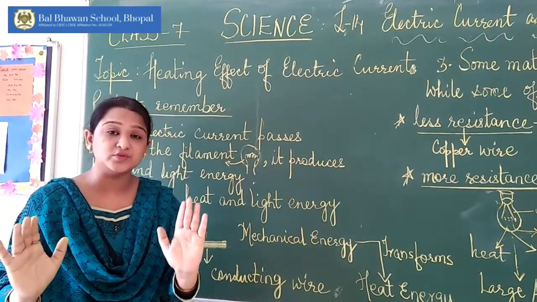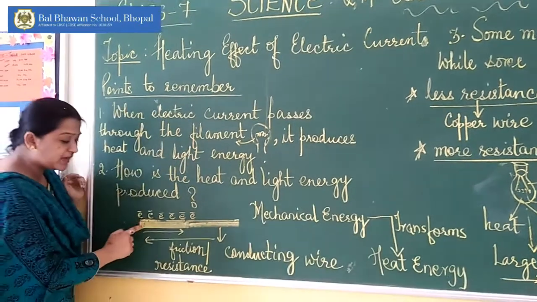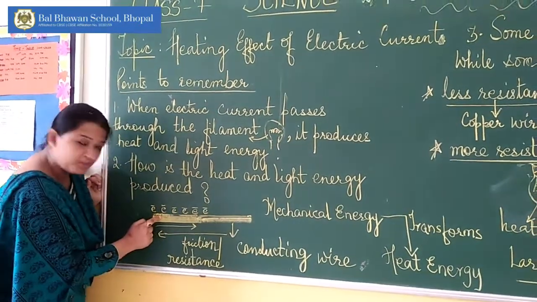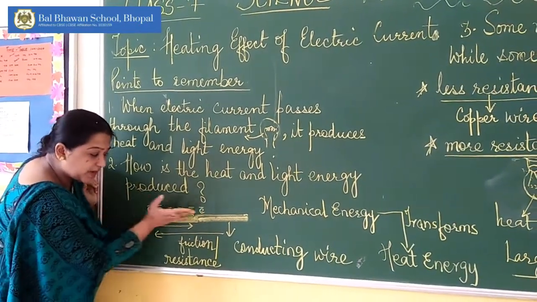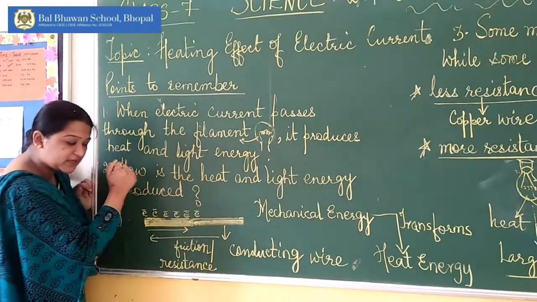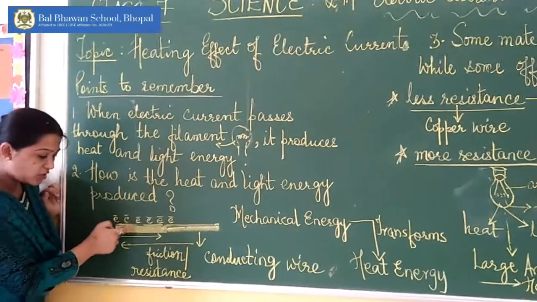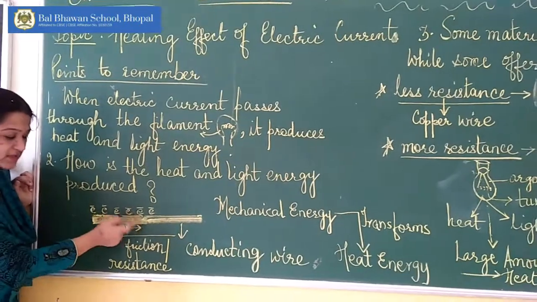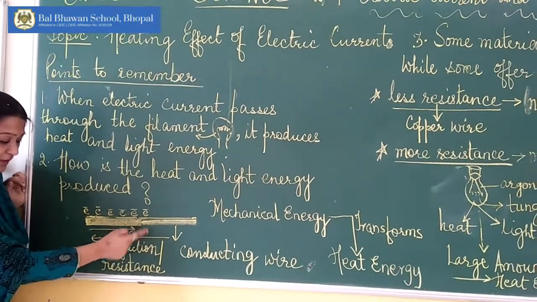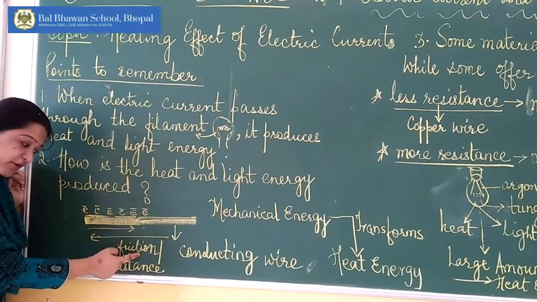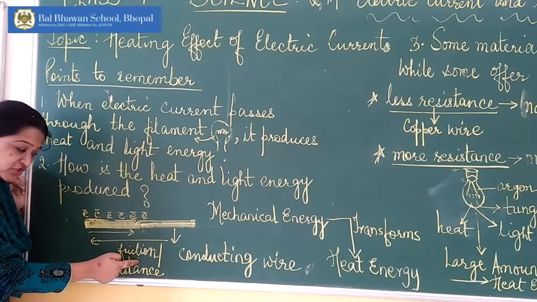Heat is produced. Right? So this is my connecting wire, this is my copper wire, and through it the electric current is passing. So when these electrons are going to rub against this surface, what will happen? Friction will be produced. And what is friction?